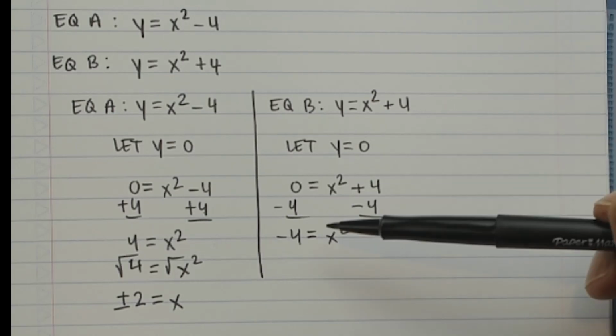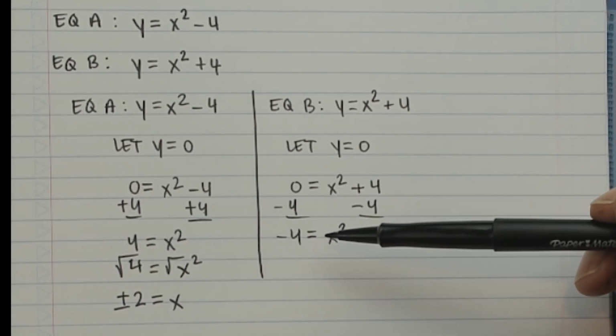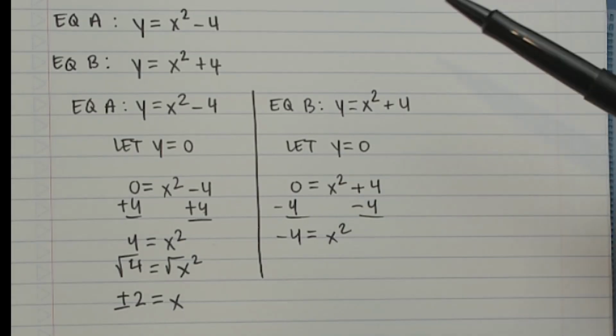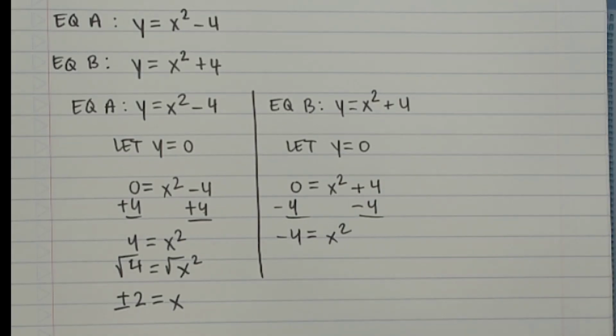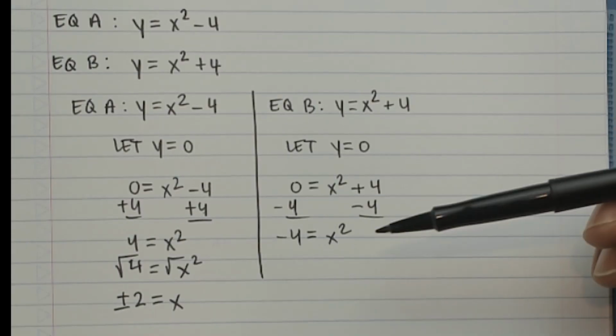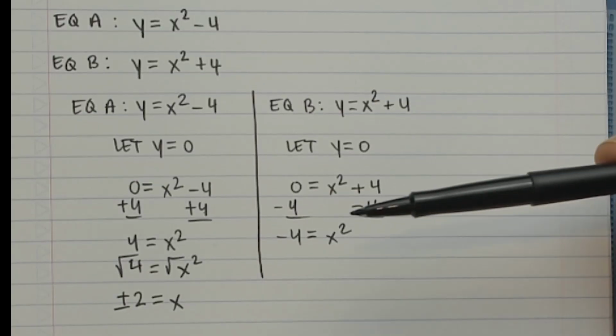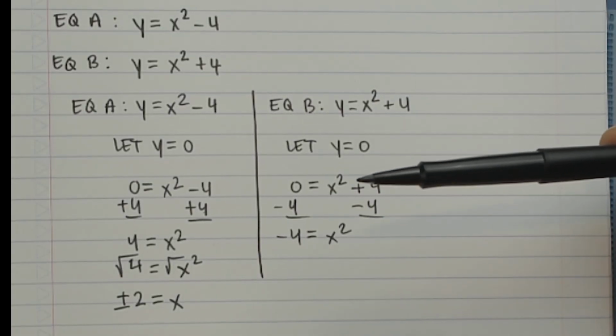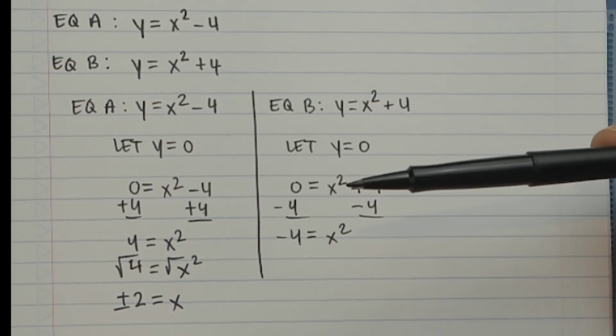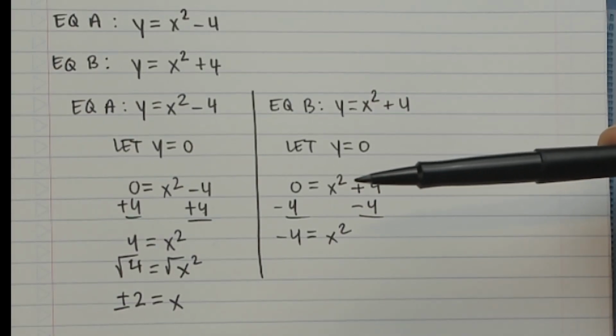And remember, there's no real number squared that would generate negative 4. So x squared equals negative 4. And what does this say? That says that there are no real solutions. Therefore, the graph does not cross the x-axis. But I want you to go one step deeper.